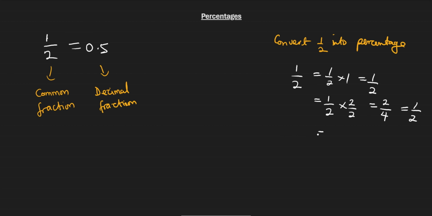With that understanding, we can write 1 over 2 times 50 over 50. And that gives us 50 over 100. When you break it down further, you're still going to arrive at 1 over 2. Now, you notice something, that over here, the denominator is 100. This brings us to understand what the word percent means and why we have to stop here.